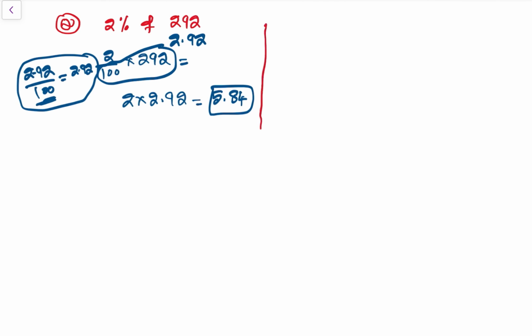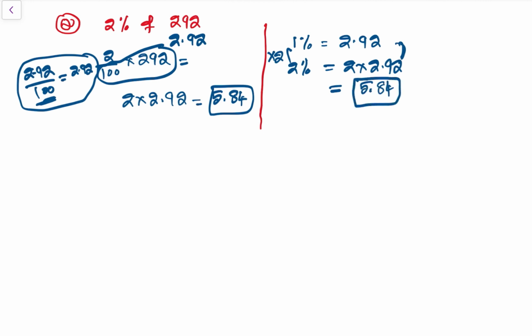Then our other way of doing it is what? So 1% we know is 2.92. ठीक है, 2 उसके बाद पॉइंट लगा दिया. देन 2% is what? 2 into 2.92. ठीक है, यही 1% इंटू 2 है, 2% है. सो 2.92 इंटू 2, ठीक है, दैट वुड बी 5.84. ठीक है, देन आता है नेक्स्ट.